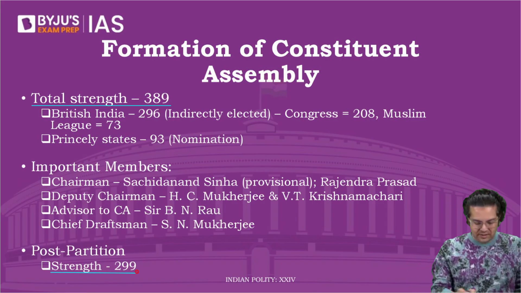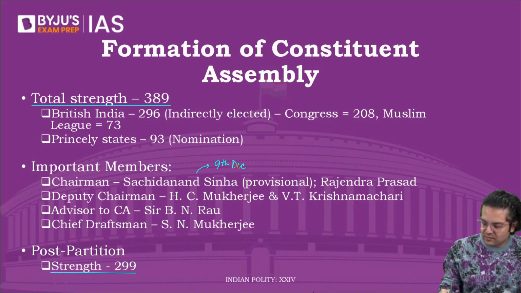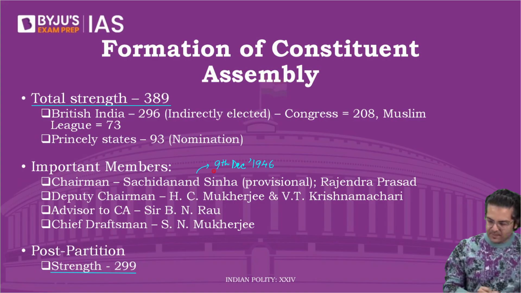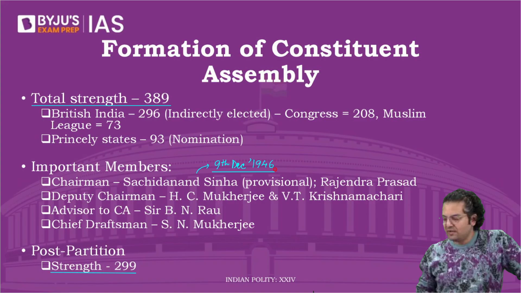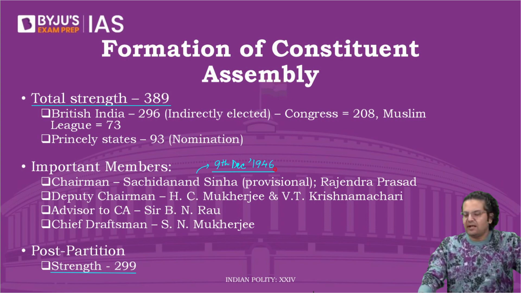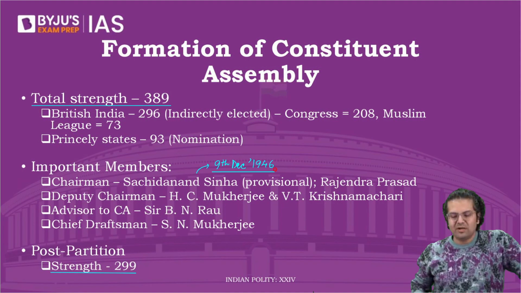Chairman was Sachidanand Sinha on the very first day, that is on the 9th of December 1946. Sachidanand Sinha became the chairman of the Constituent Assembly, but like a speaker pro tem, and then Rajendra Prasad was chosen as the chairman of the assembly, and from 11th of December he took the mantle as the chairperson of the Constituent Assembly.